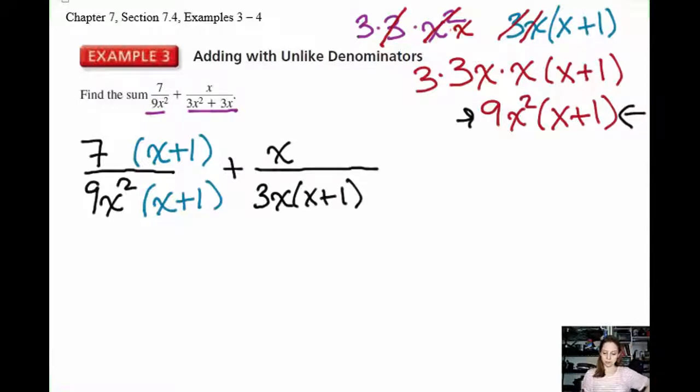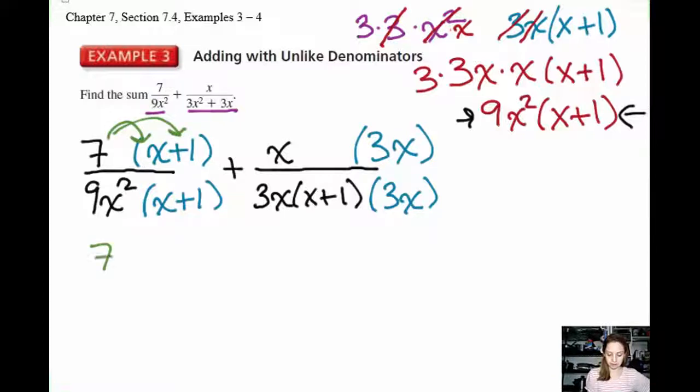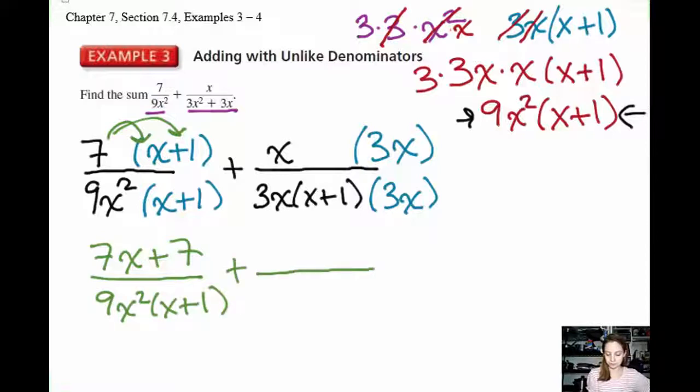Again, my goal is 9x squared times x plus 1. So I need to multiply the denominator by 3x, which means I need to multiply the numerator by 3x. Okay, let's do this multiplying. Distribute the 7. Get 7x plus 7 over, keep the denominator 9x squared times x plus 1, plus the second term becomes 3x squared over 9x squared times x plus 1.